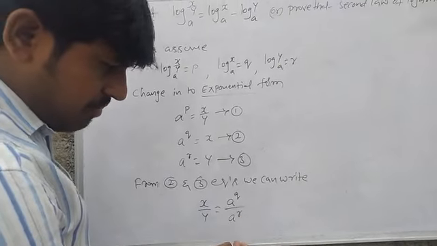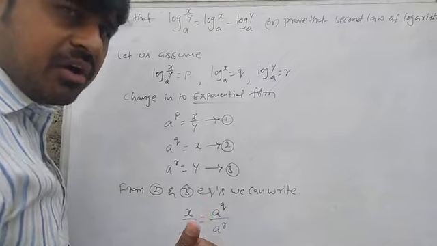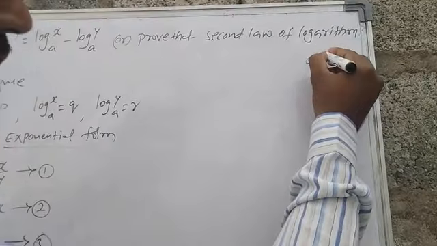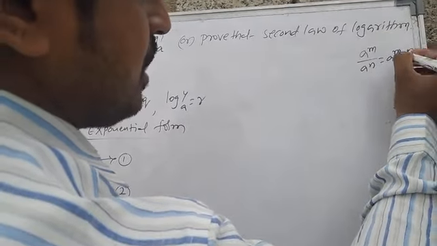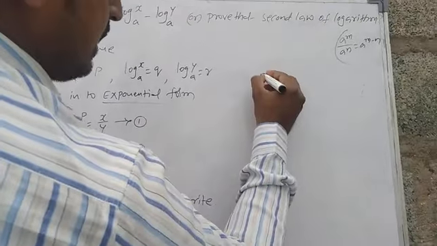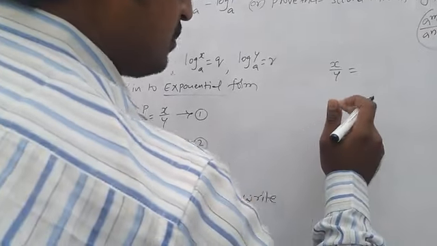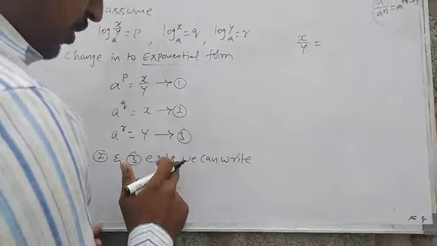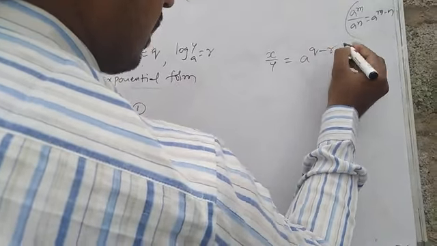Here using the formula a to the power of m by a to the power of n is equal to a to the power of m minus n. Then if you write LHS value same as this, x by y same as this, is equal to right side value, using the formula, here also a to the power of q by a to the power of r is equal to a to the power of q minus r.